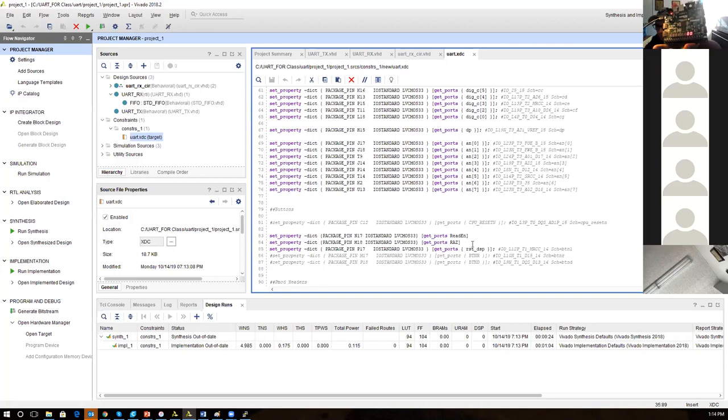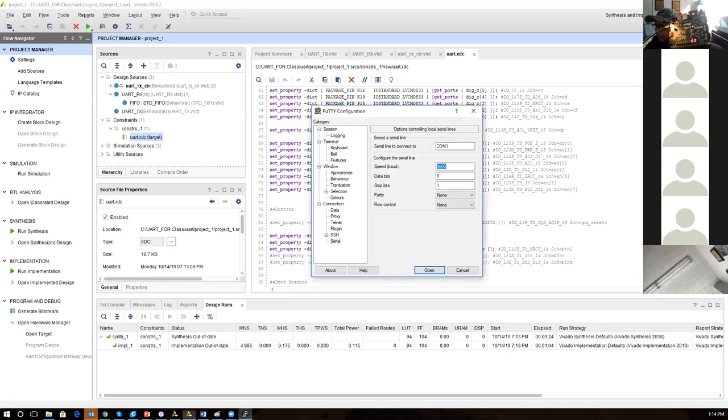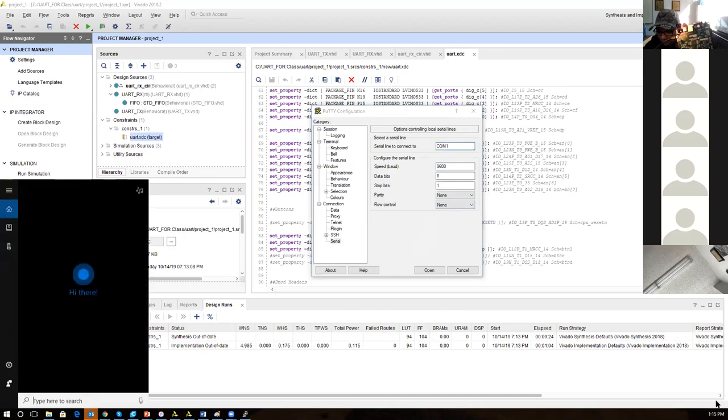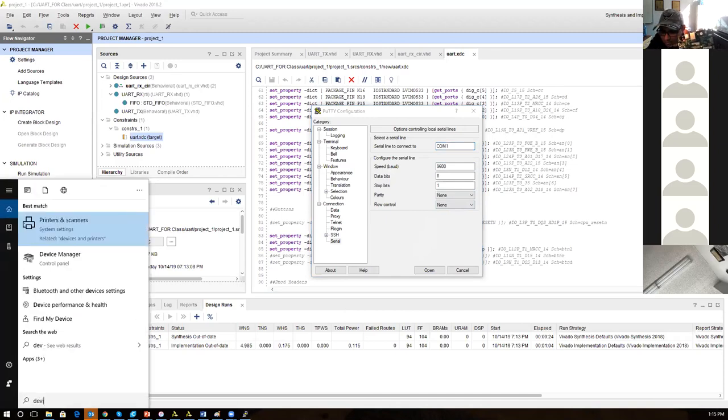So I just reset it in front of you. Now I need to go to PuTTY, and I need to see which communication port is actually working. So how can I do this? I can actually use Device Manager, right? Device.